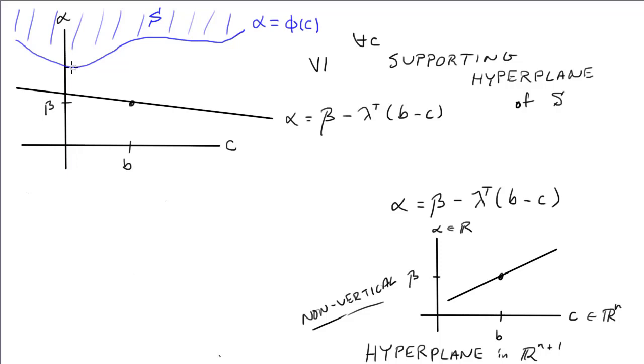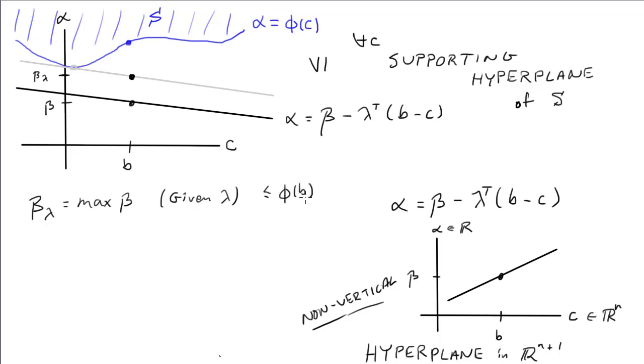With that lambda fixed, I want to raise the plane up until it hits the graph. The height above B, I'll call that beta sub lambda. Beta lambda is the maximum beta value that maintains the supporting hyperplane condition. Plugging in C equals B, beta lambda is less than or equal to phi of B. My claim is that the dual problem is really maximizing beta lambda over all lambda.